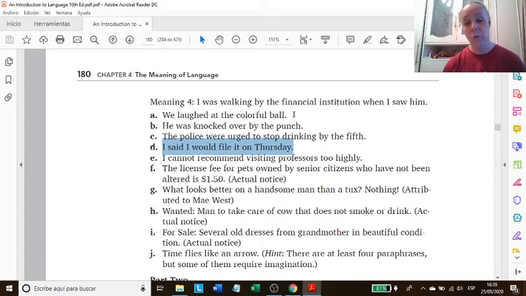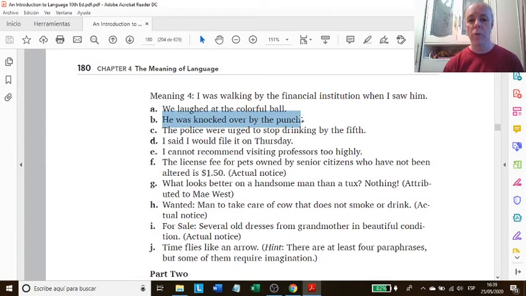Okay? Should we do one more? Let's do one more. B. B says, he was knocked over by the punch. Okay? This is an example of lexical ambiguity. Why? Because the word punch means two different things. Punch is what you drink at a prom party. You drink the punch, and because it has alcohol, you are knocked over by it. But a punch is also a blow, a hit that you're given by someone, okay? And you're knocked over by that, okay? So the word punch creates the lexical ambiguity.